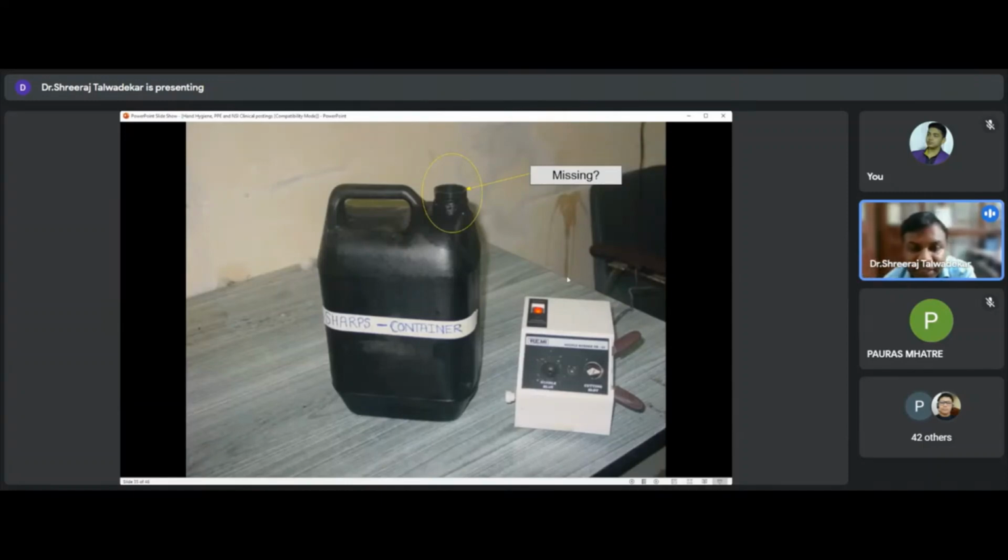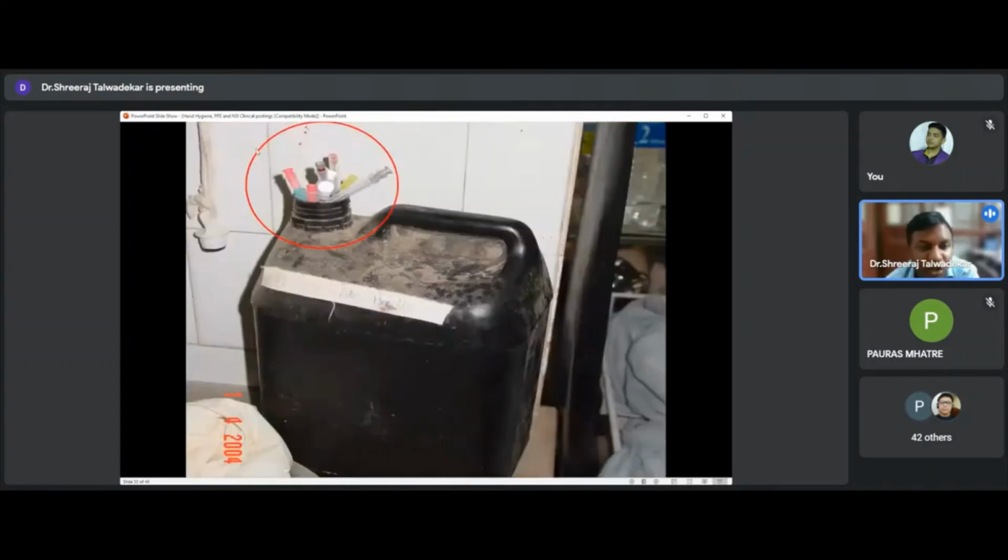You will see this in the wards a lot of times. The sharps container has no lid, which is a very big problem. Suppose someone kicks this by mistake, all the infectious material will come outside and might lead to transmission of diseases. Again, this should always be avoided.